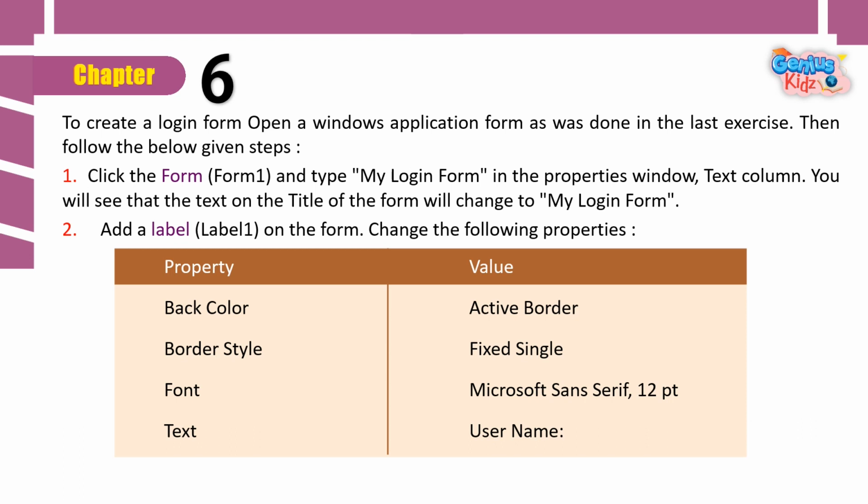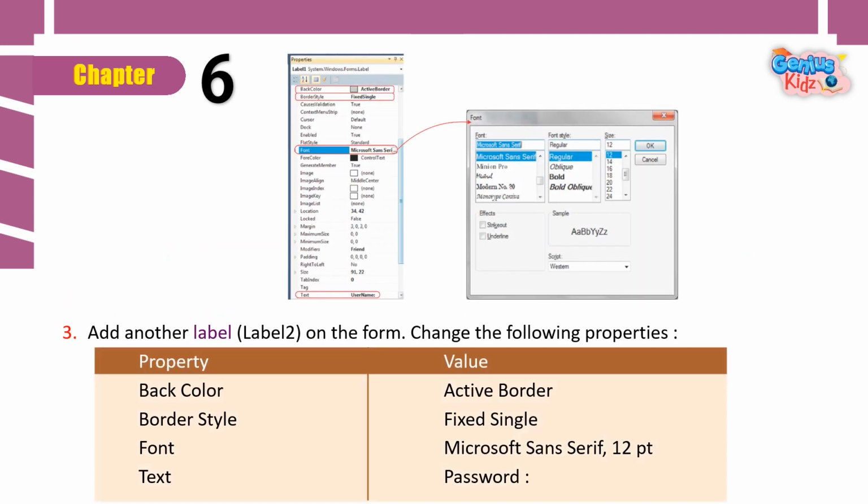2. Add a label, Label 1, on the form. Change the following properties: property, back color, border style, font, text, value. Active border, fixed single, Microsoft Sans Serif, 12 pt, username. 3. Add another label, Label 2, on the form. Change the following properties: property, back color, border style, font, text, value. Active border, fixed single, Microsoft Sans Serif, 12 pt, password.